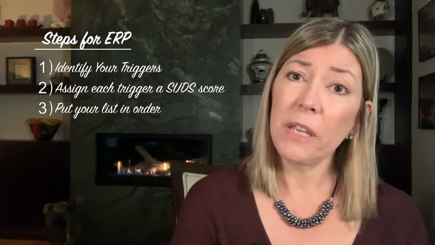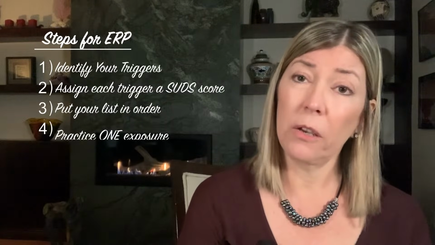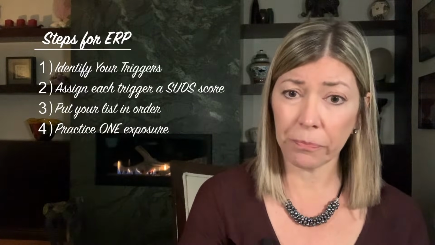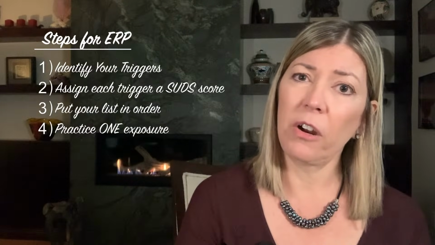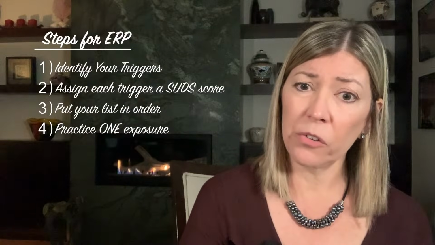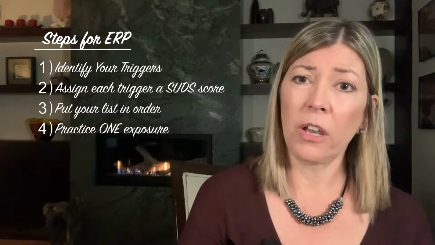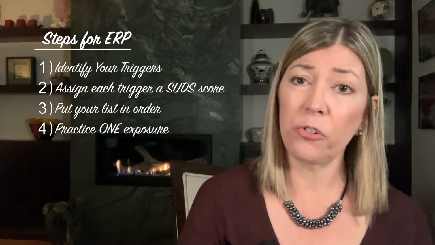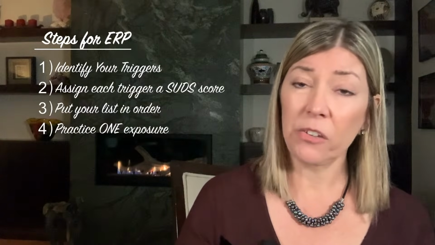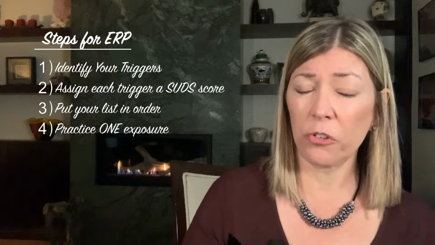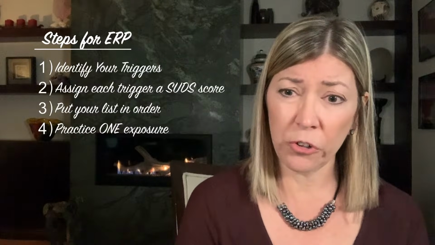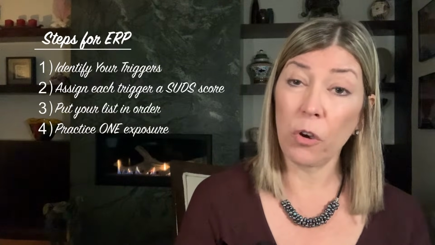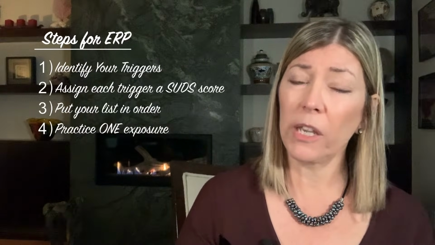Number 4, you're going to begin to practice an exposure. You pick one of your exposures off of your hierarchy, which is your list. And most people start at the bottom. They start with their easy ones. Sometimes they might start using Imaginal, which is imagining their exposure, if they can get enough anxiety through imagining the exposure to actually do the exposure. But most people that I work with actually start in vivo, which is in real life doing an exposure.